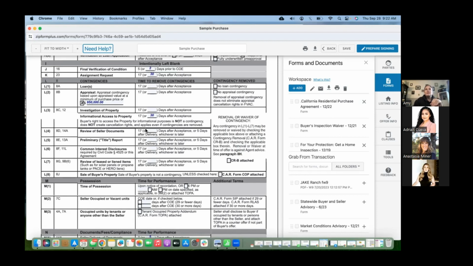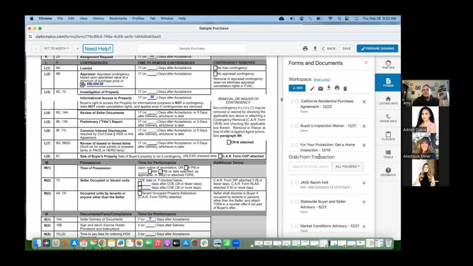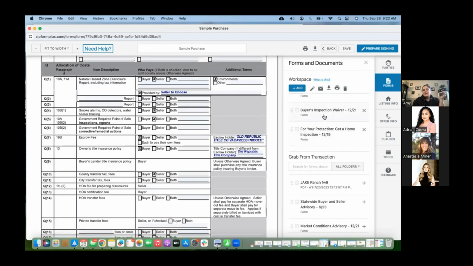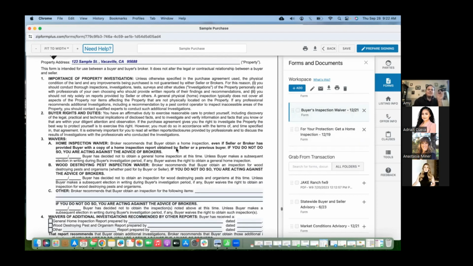I want to go measure for couches. I want to make sure our boat's going to fit, right? That's that informational access that you have. So it defaults to 17 to match the investigation. I usually bump it out to match the escrow period. So just a little heads up there. All right. Getting back to our buyer's inspection waiver.